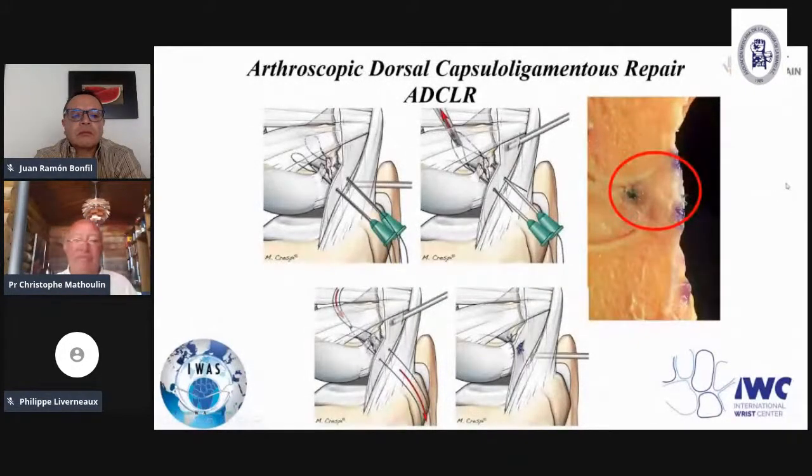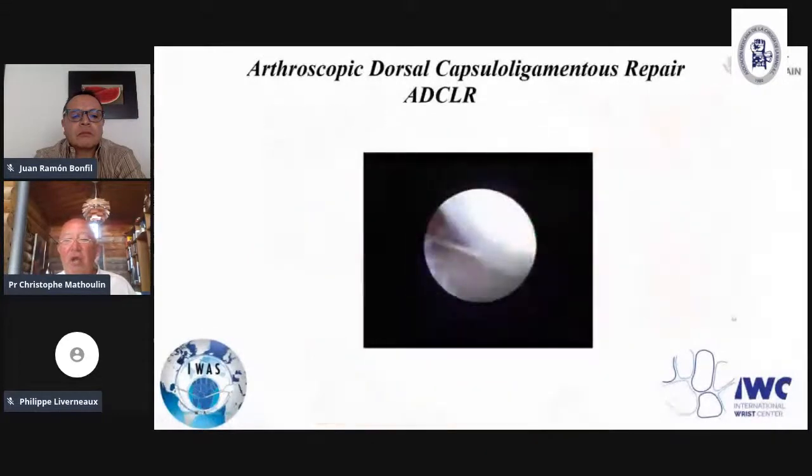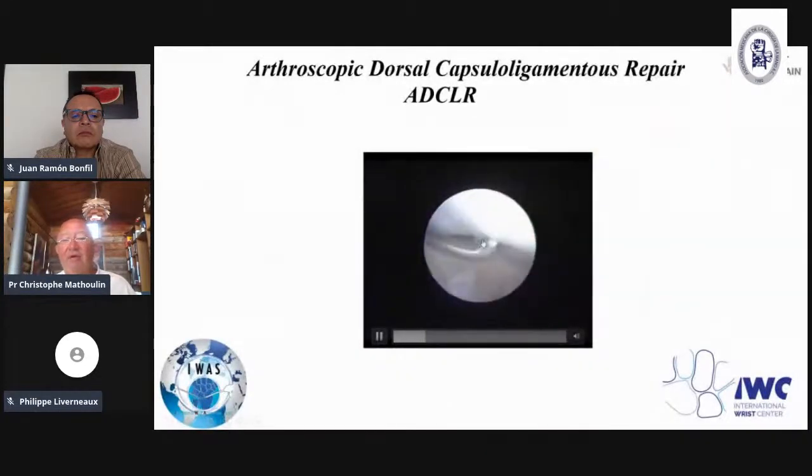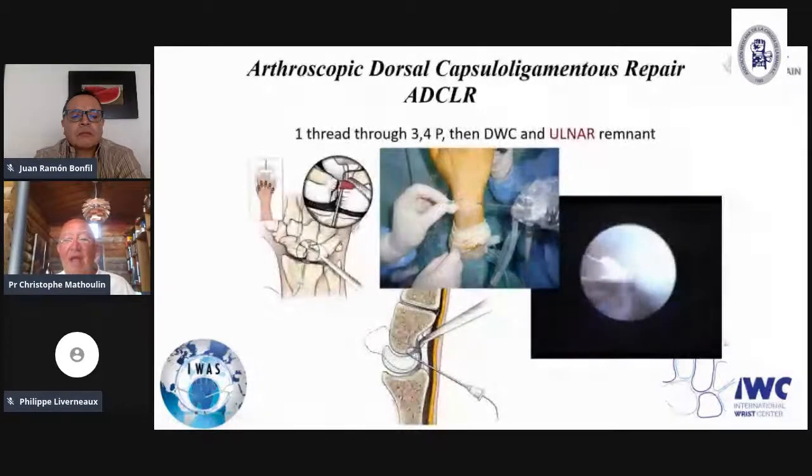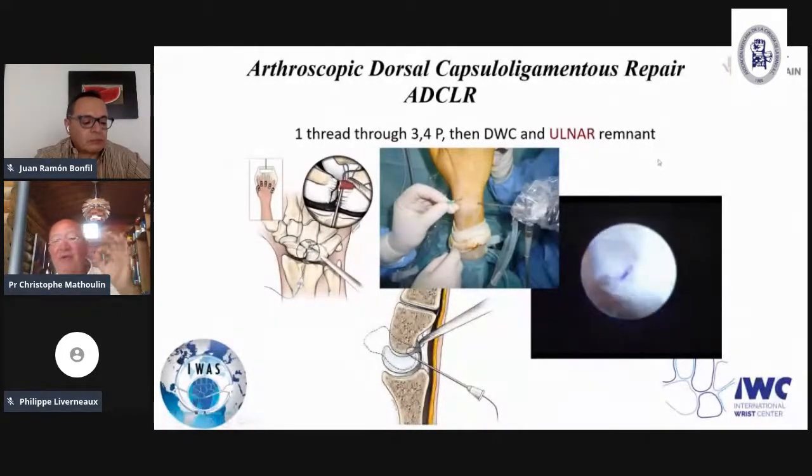So you know that I described this technique, which is the arthroscopic dorsal capsular ligamentous repair. It means we just restore the anatomy arthroscopically with a suture. We know this technique very well, because very often the ligament is detached, avulsed from the scaphoid, and when we arrive at the dorsal part, there is a remnant part attached to the lunate and to the scaphoid. And the idea is to put some suture through the capsule, through the extrinsic ligament, and through the intrinsic scapholunate ligament from the ulnar and distal remnant part.